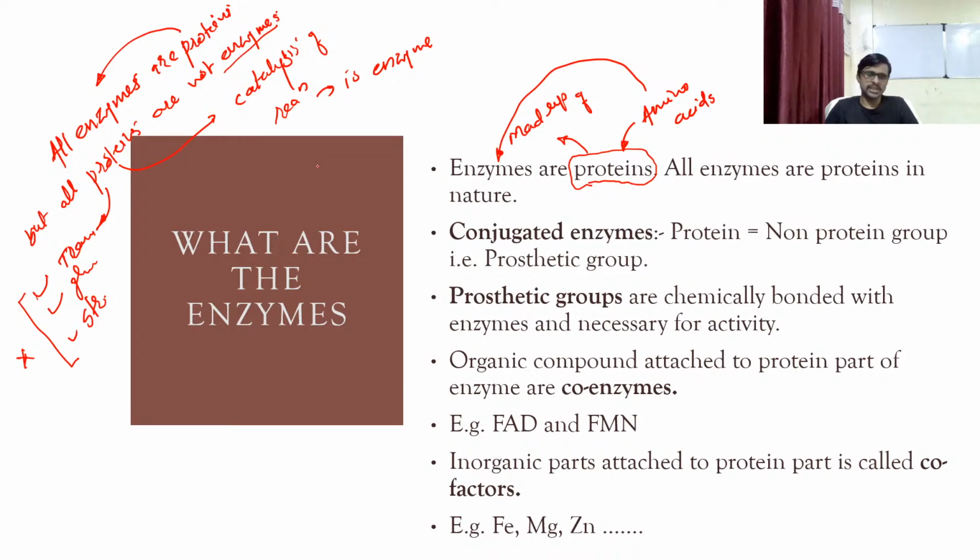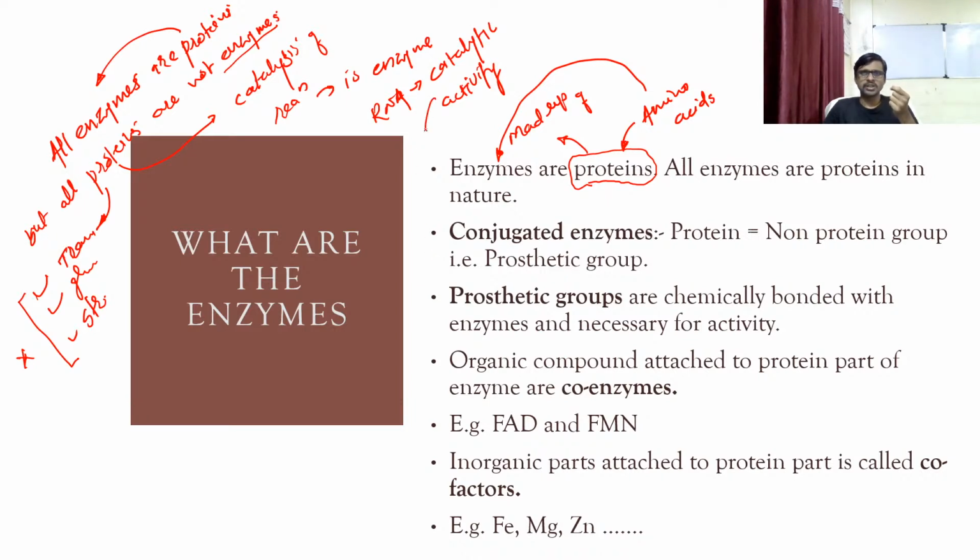Okay, so there is again an exception to this. Because a few RNAs also show catalytic activity. RNA, with a capital A, catalytic activity. That means we have a few RNAs in our body which are involved in the reaction, or they act as a catalyst in the reaction.